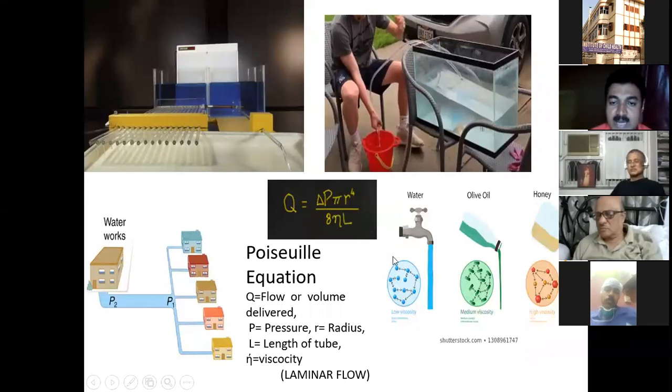Next is your viscosity. So the viscosity of water versus the viscosity of oil versus the viscosity of honey. Because viscosity is low in water, water flow will be more. In case of oil, it will be in between, and in honey it will be less. So the flow is inversely proportional to viscosity, or eta. And here is the pressure difference. Flow is directly proportional to pressure.